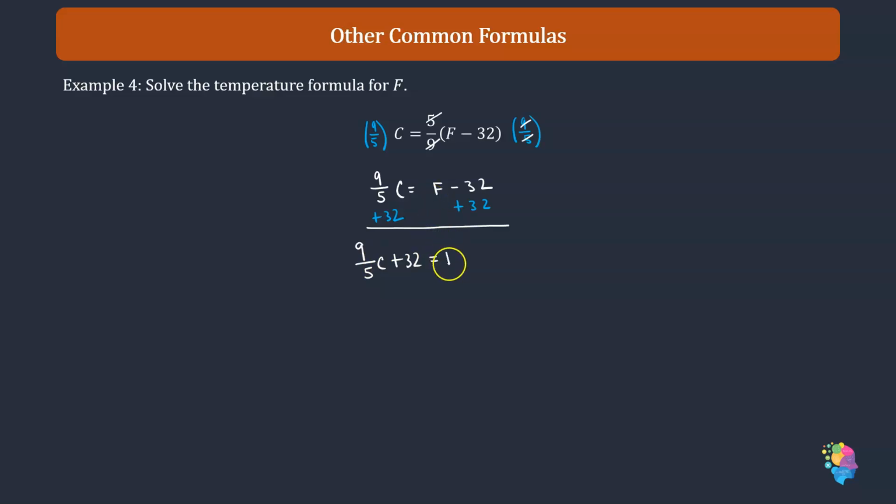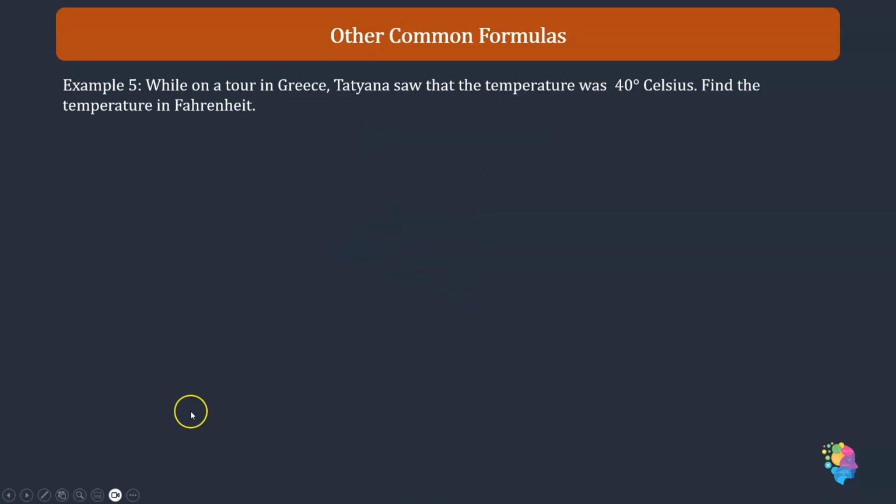On the right side, we only have an f because 32 minus 32 will go to 0, and we have arrived at our answer. We have solved the temperature formula for F. Let's now use that formula that we just solved for in this example 5. It reads, while on tour in Greece, Tatiana saw that the temperature was 40 Celsius. Find this temperature in Fahrenheit.